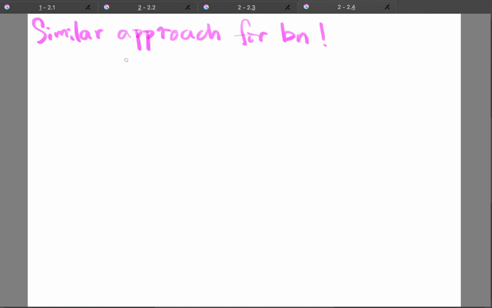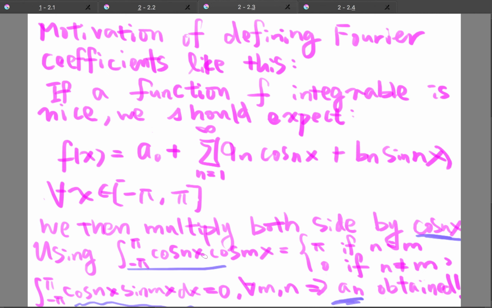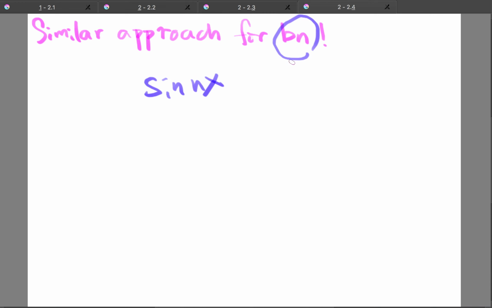And it is similar to obtain the b_n. But what is different from obtaining a_n is that instead of multiplying both sides by cosine nx, we multiply both sides by sine nx, and you can derive a similar integration formula as the former one, and we can obtain b_n by multiplying sine to both sides.